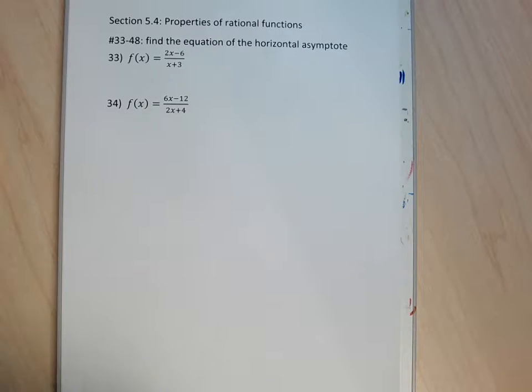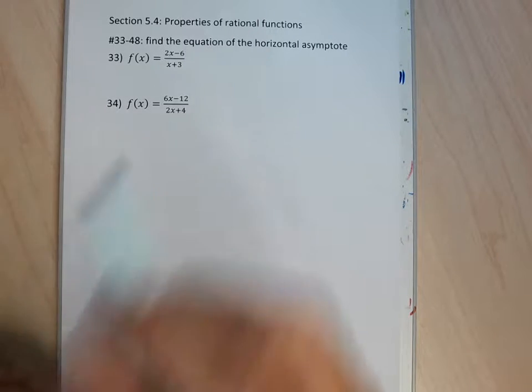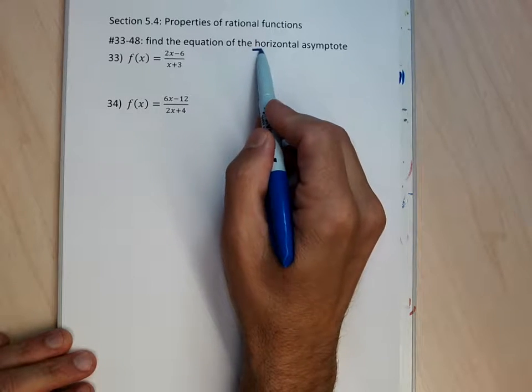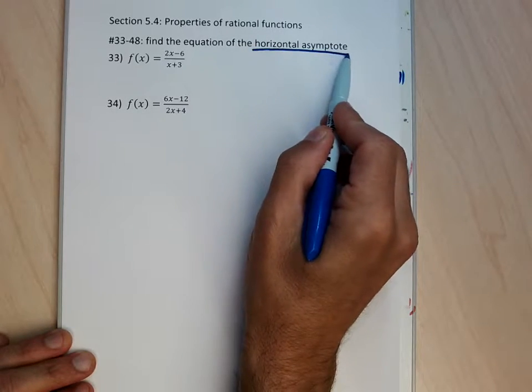This will be part 2 of section 5.4, and it's the last feature that we need to learn how to find on the graphs of fractions. And for problems 33 through 48, the instructions ask me to find a horizontal asymptote.